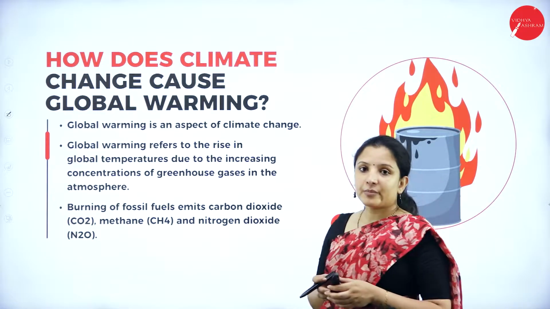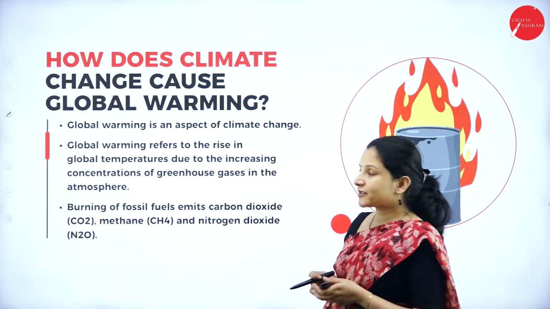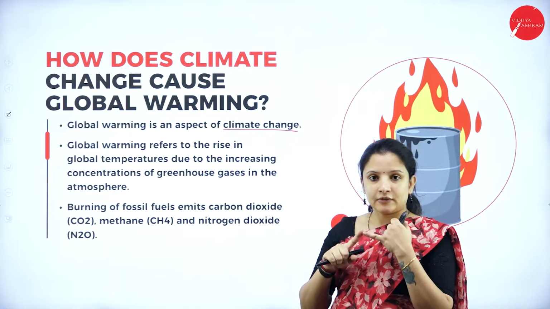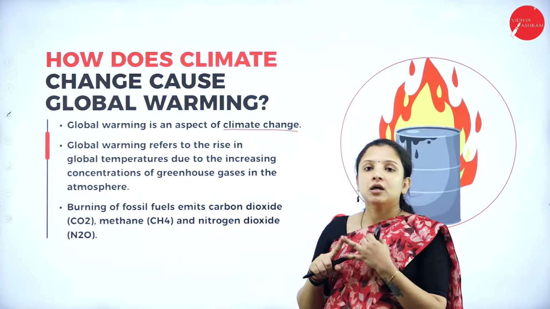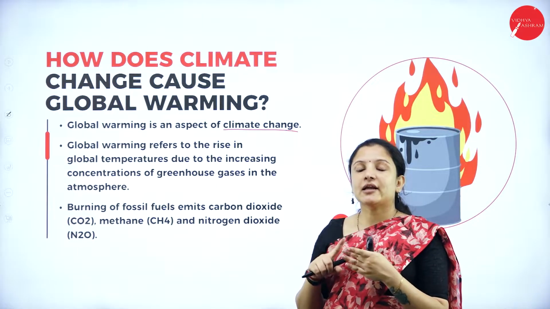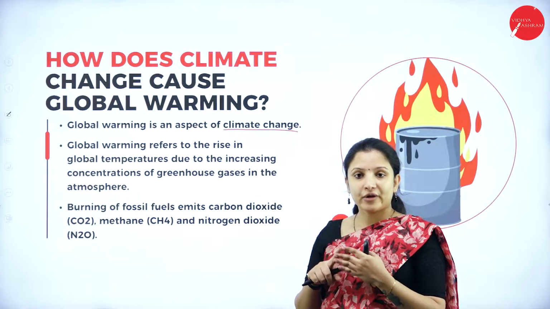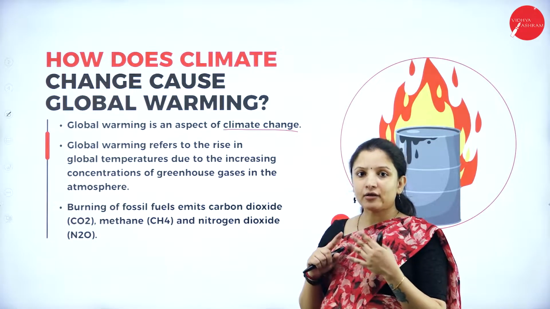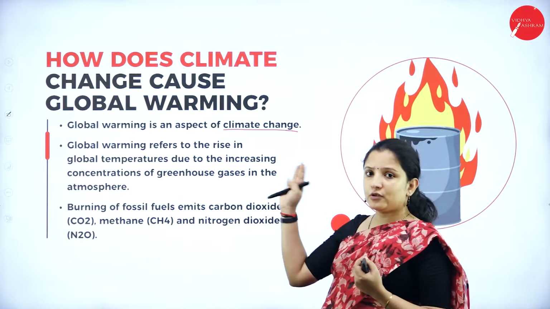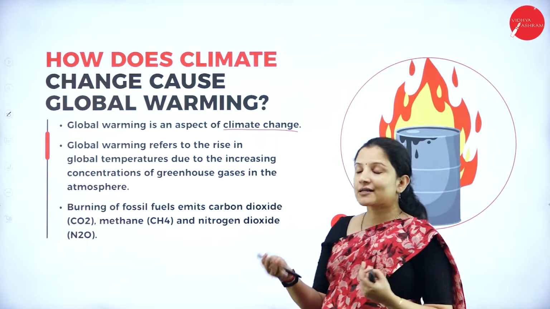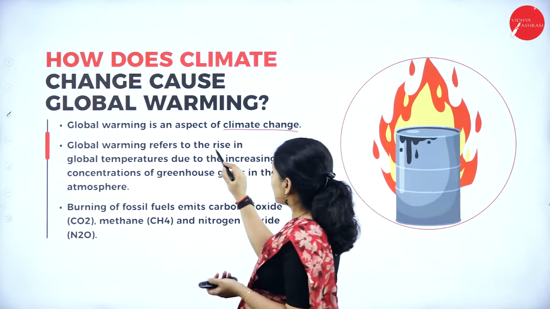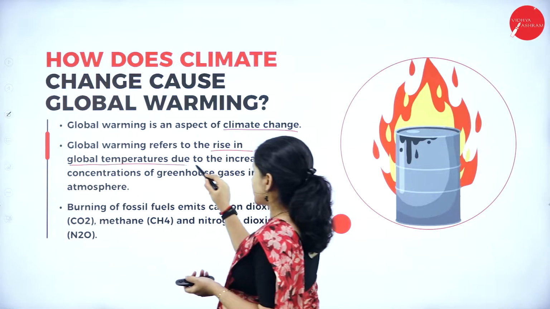Global warming is one of the main aspects of climate change. Climate change can cause flooding, it can cause drought, it can cause the spread of new diseases, it can change the pattern of growing season of the crops, and also it can cause global warming. So likewise, global warming is one of the aspects of climate change. Global warming refers to the rise in the global temperature.